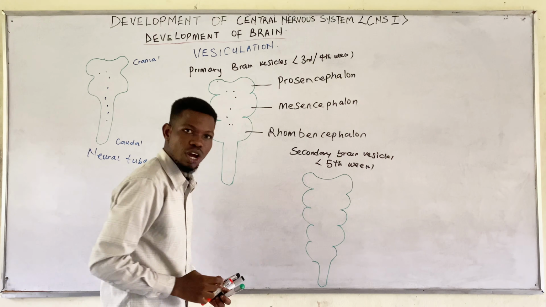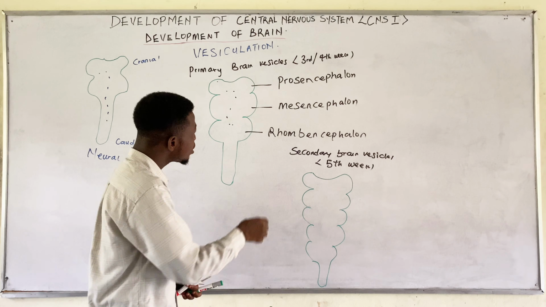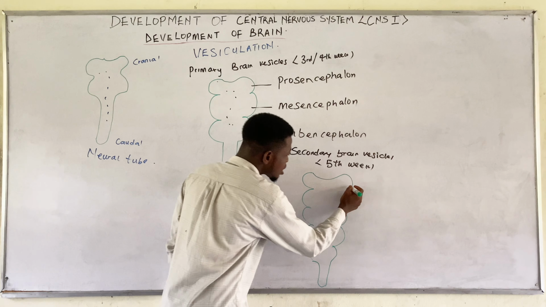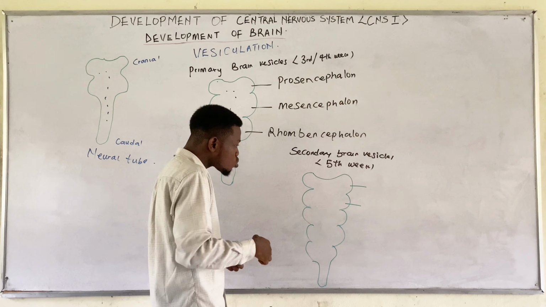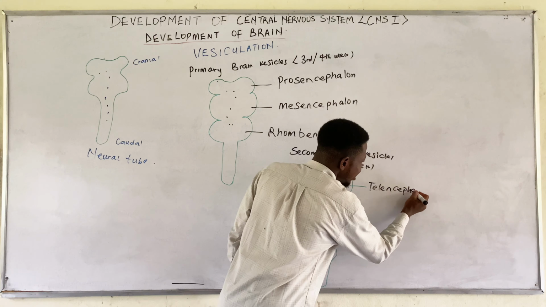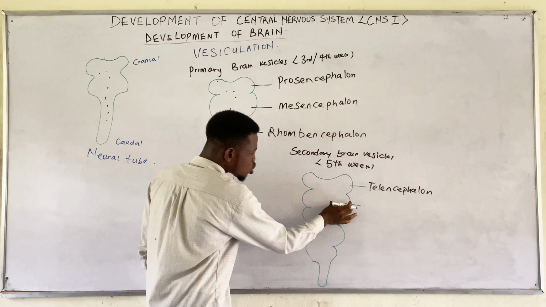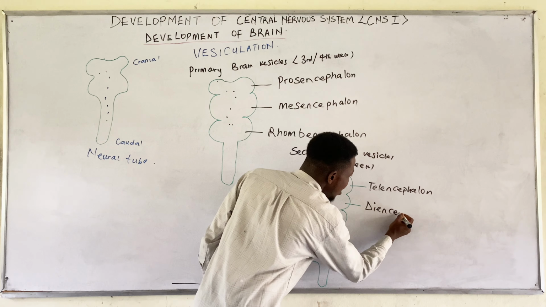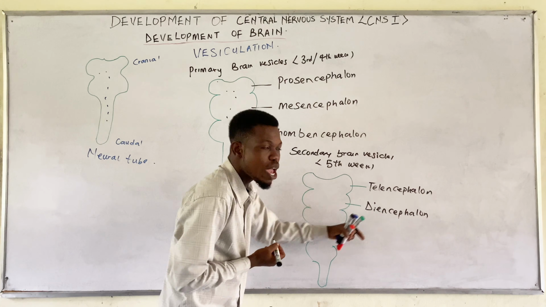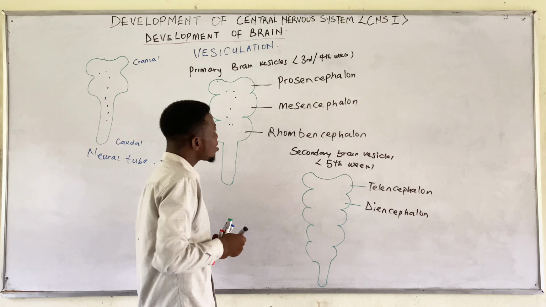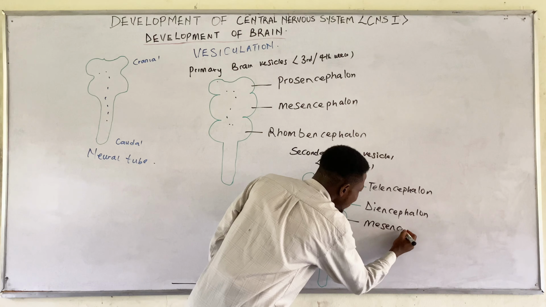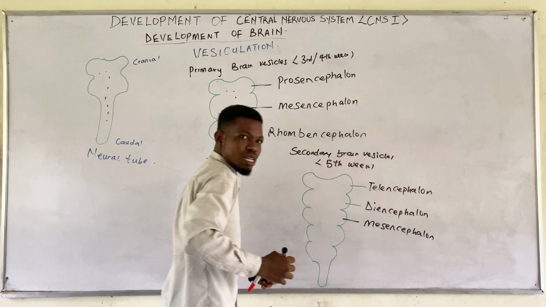So these are the 5 secondary brain vesicles. And what are they? The prosencephalon will give rise to these 2 brain vesicles. And what is the name of these 2 brain vesicles? This is what we call the telencephalon. Telencephalon. This one will give rise to the diencephalon. The telencephalon and the diencephalon come from where? From the prosencephalon. While the mesencephalon will also remain as the mesencephalon. Can you see the brain vesicles?